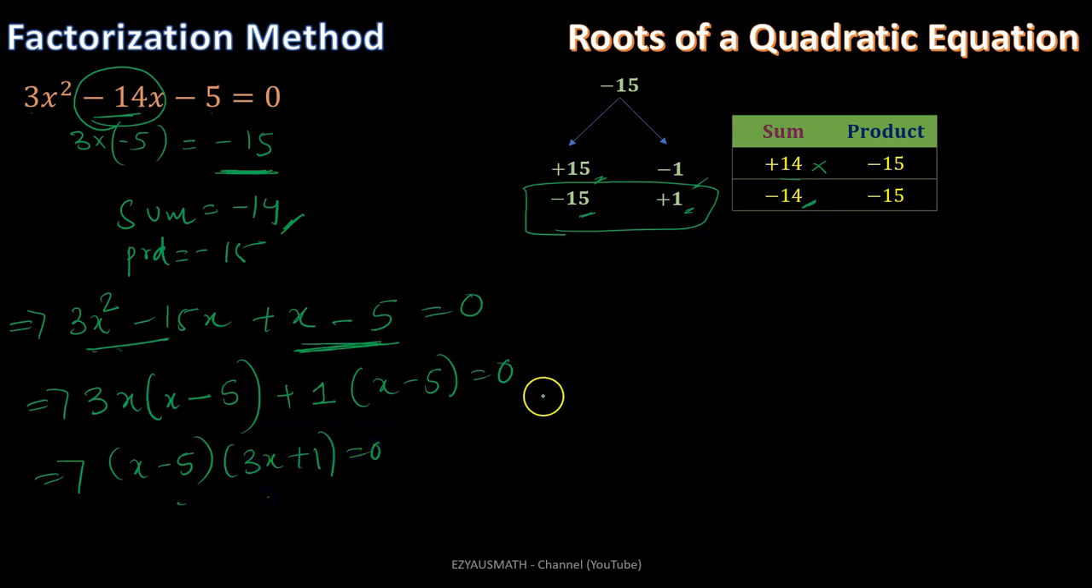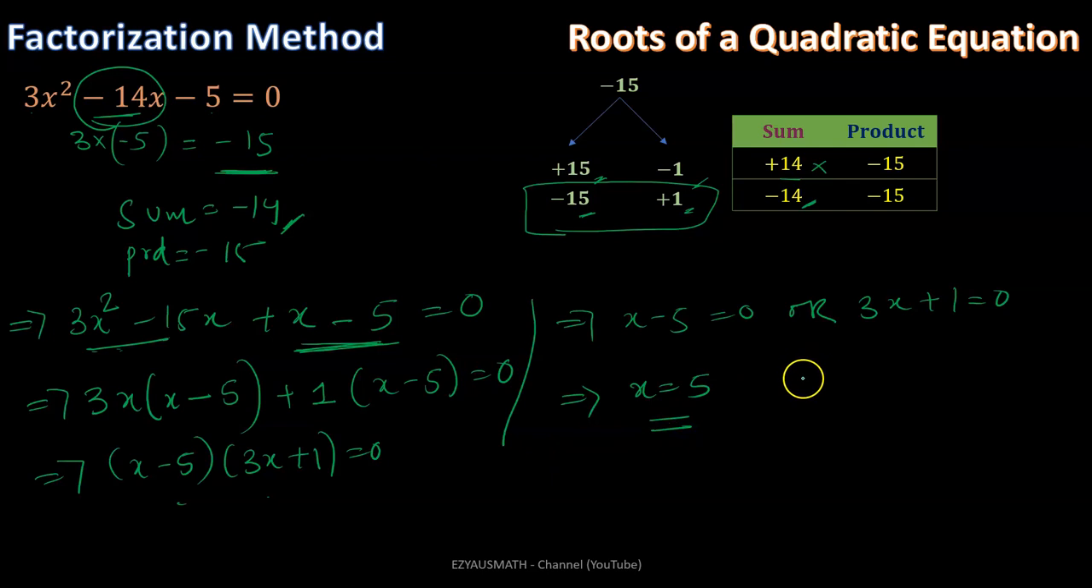The product of two numbers is 0. That means either x minus 5 is equal to 0 or 3x plus 1 is equal to 0. To solve this equation, we will add 5 on both sides. So x is equal to 5. We got the first root. To solve this, we will add minus 1 to both sides. So this will be 3x is equal to minus 1.